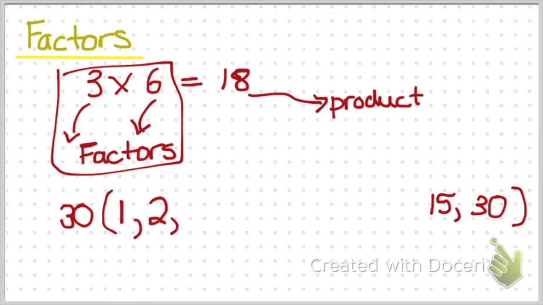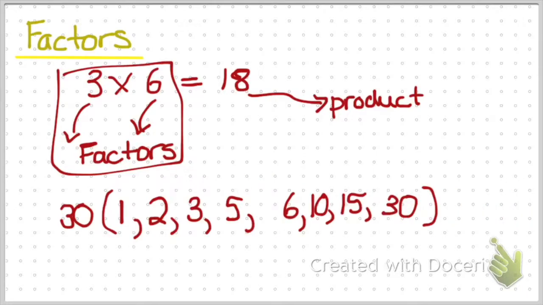And then I keep going. The number 3 is divisible into 30, and its partner is the number 10. The number 4 is not divisible into 30. The number 5 is, and it's 5 times 6. And you'll notice that we came into a full loop. So these are the factors of 30. And that is essentially what it means to factor a number in this case.